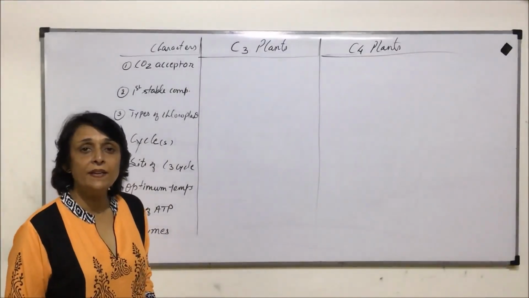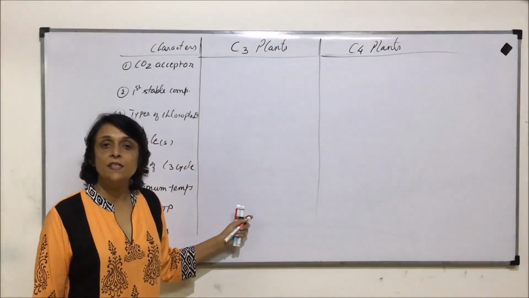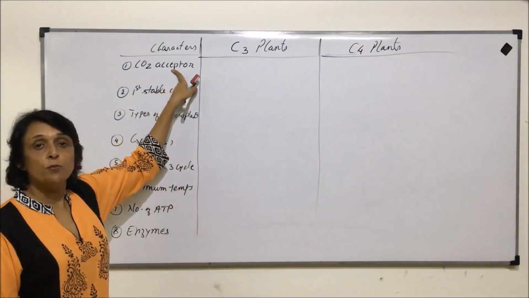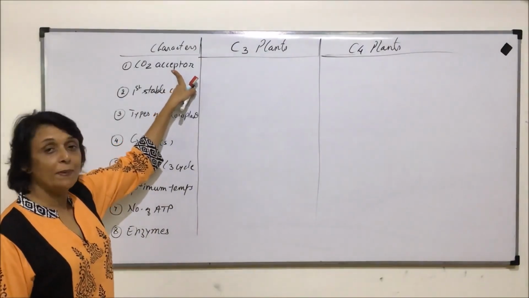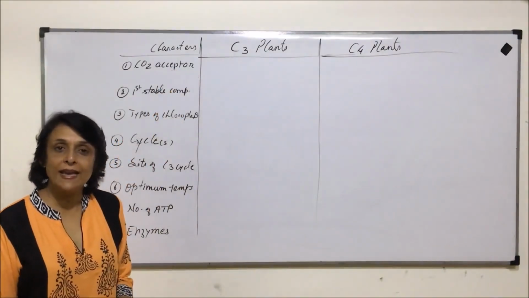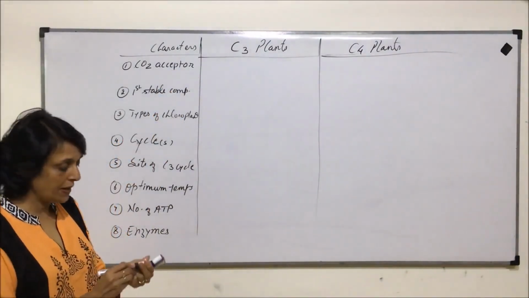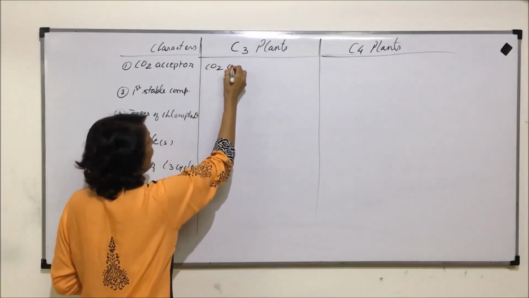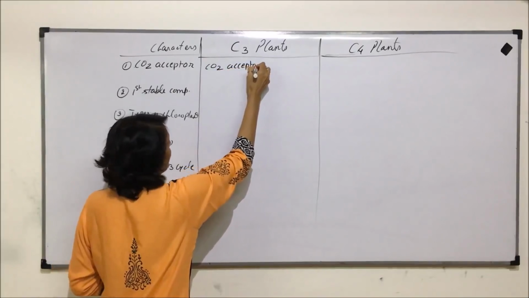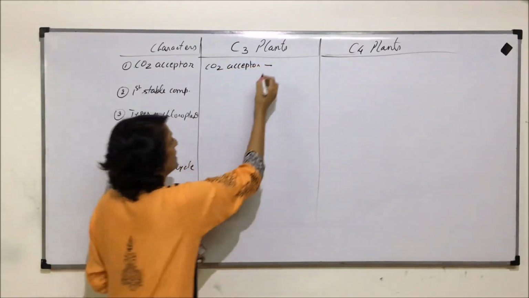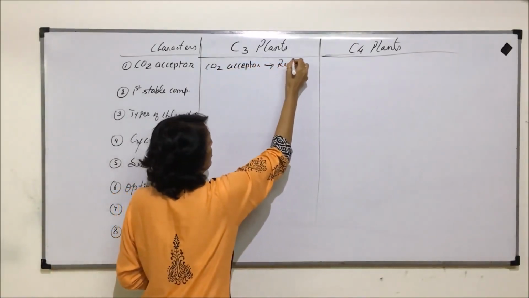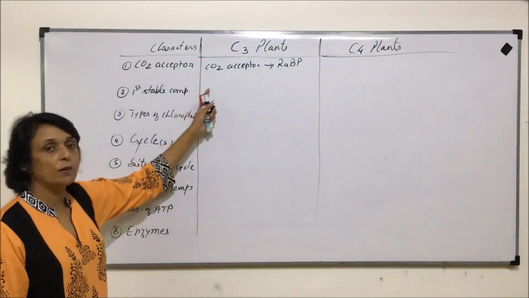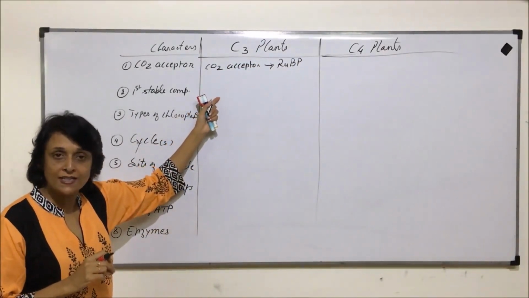Let us now compare what all happens in C3 plants and C4 plants. First point which we want to compare is carbon dioxide acceptor. In C3 plants, the acceptor is RUBP, that is ribulose biphosphate, and we are talking about the first carbon dioxide acceptor.